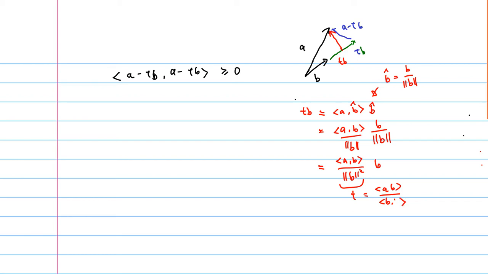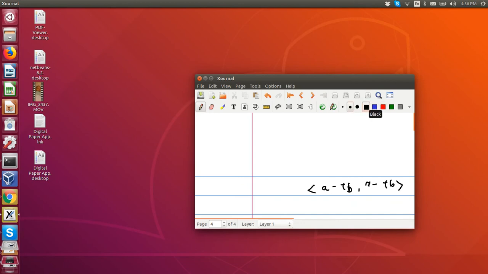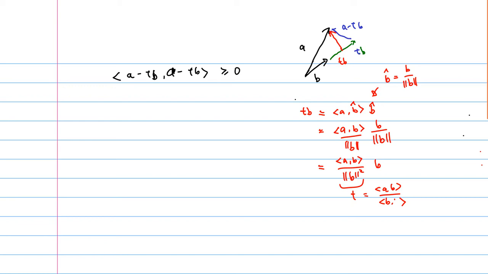Now we may try to substitute this T back into this equation here. Let me expand this first. If I expand this, I get the inner product of A and A, minus the inner product of TB and A, minus the inner product of A and TB, plus the inner product of TB and TB, and this should be bigger than or equal to zero.